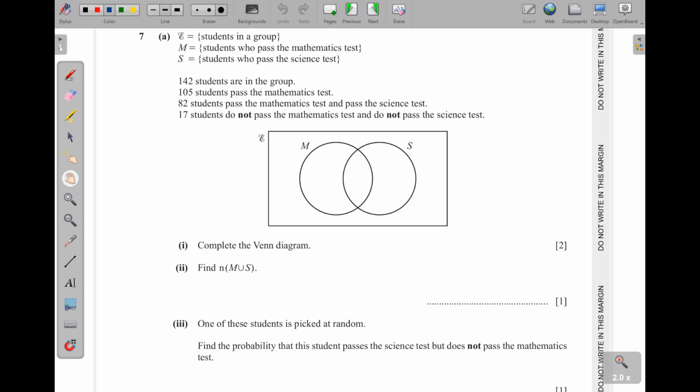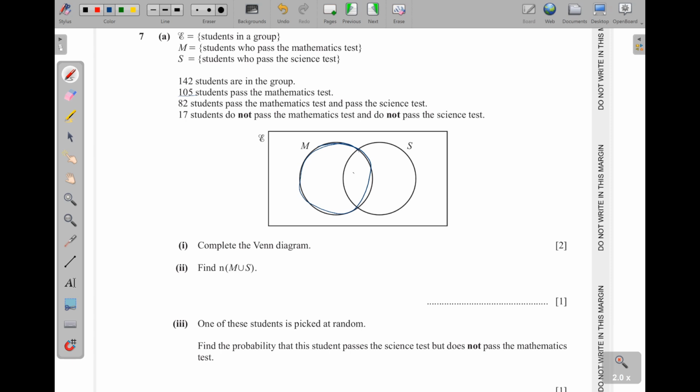Question 7, part A. The universal set is equal to the students in the group. M represents the students who pass the mathematics test. S represents the students who pass the science test. 142 students are in the group. 105 students pass the mathematics test. That means for the whole of this set, when we add everything together, that is 105. Then 82 students pass the mathematics test and pass the science test.